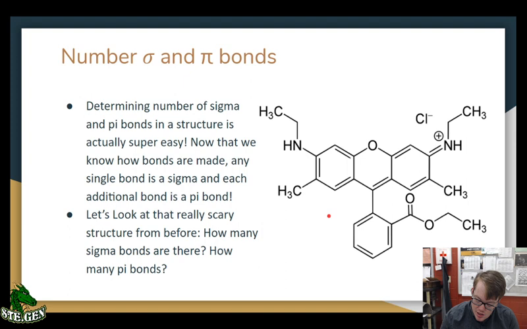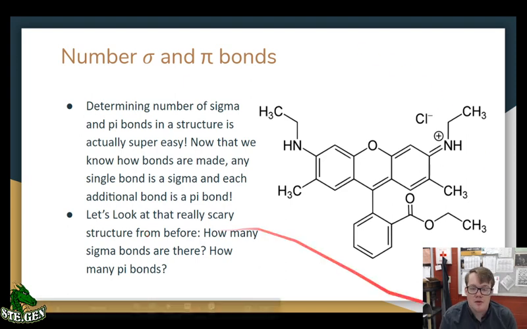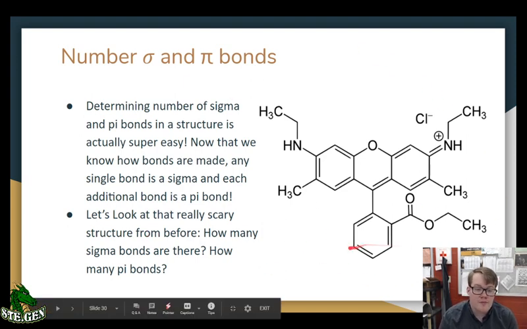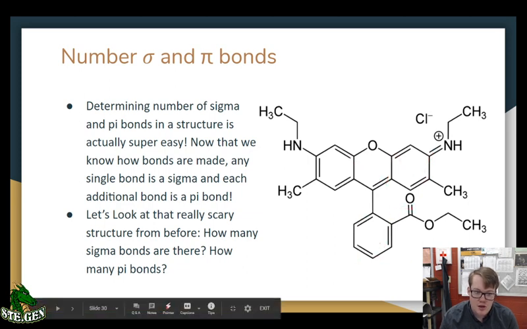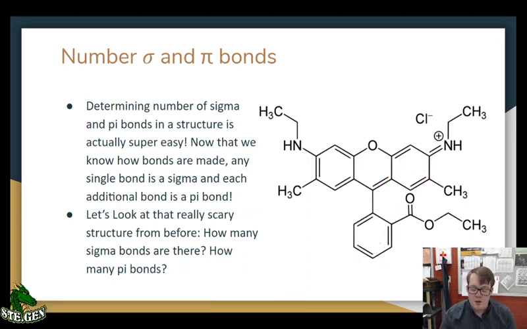So I believe, and again, I may have miscounted because I was just doing this on the fly and didn't actually do this ahead of time, but I believe there are 65 sigma bonds in this structure. And then for pi bonds, we just go and count all of the additional bonds beyond the first ones. So 1, 2, 3, 4, 5, 6, 7, 8, 9, 10, 11. 11 pi bonds. Done.